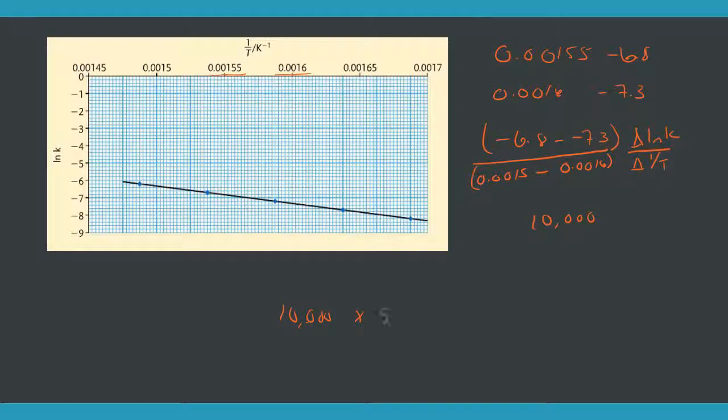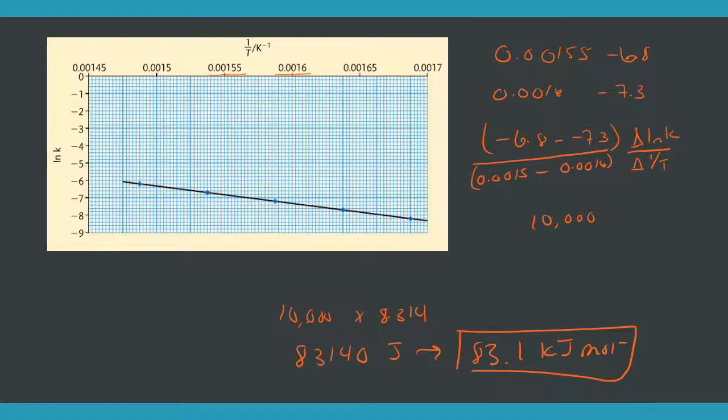So I take the gradient, 10,000, and multiply that by 8.314, and I get 83140. This is in joules, so it's going to be 83.1 kilojoules per mole as my final answer.